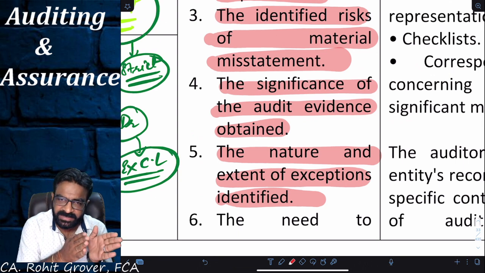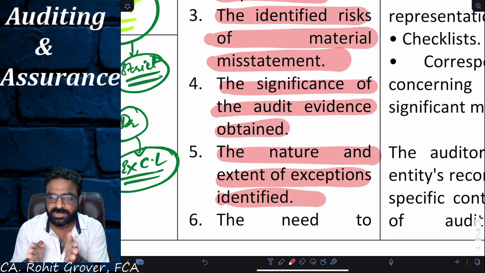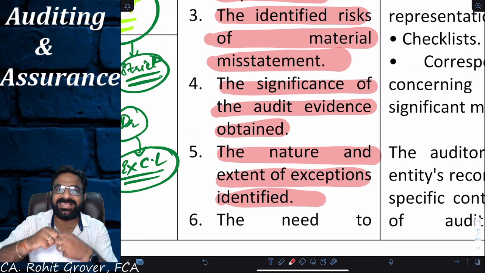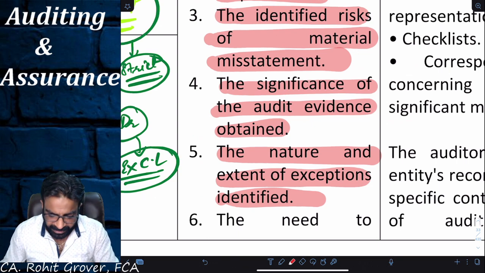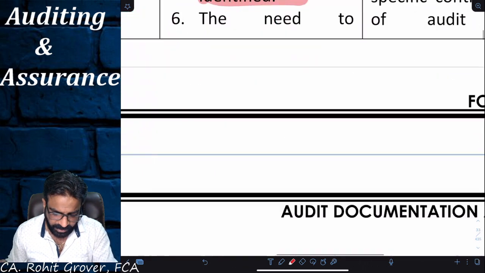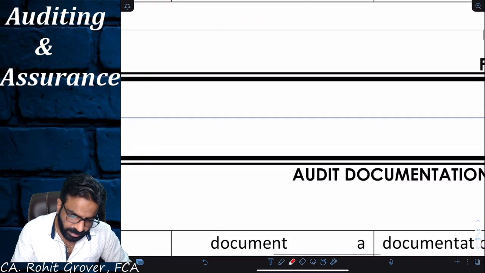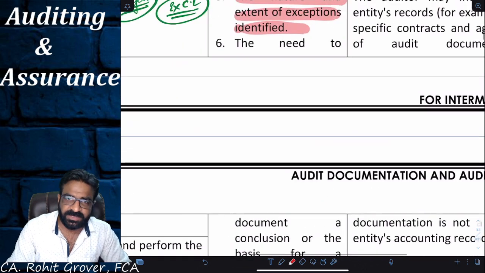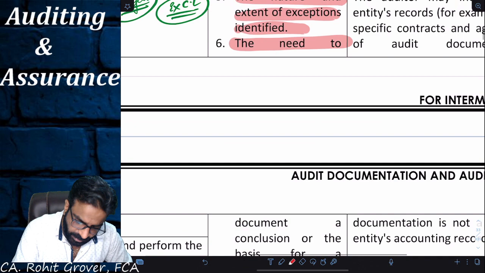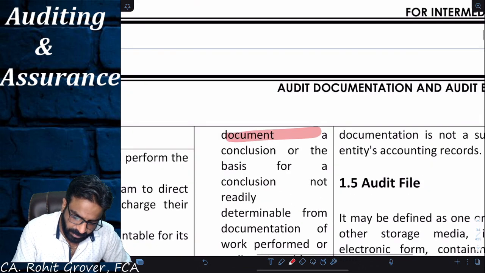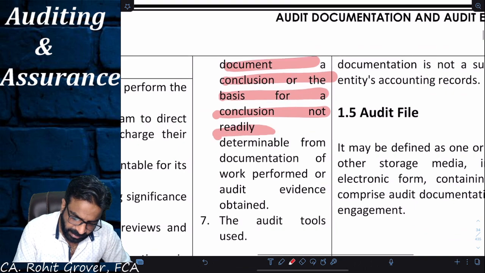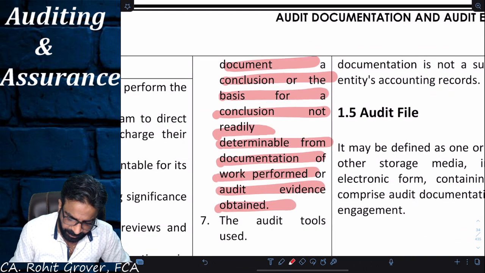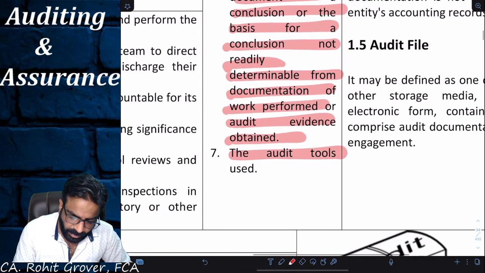Lower. So it means my audit documentation is also dependent upon how many exceptions I'm getting when I'm doing my client's audit. The next topic is point number 6. The point number 6 is connected with the next page, everyone. The need to document a conclusion or the basis for a conclusion not readily determinable from the documentation of work performed or document evidence obtained and the audit tools used.